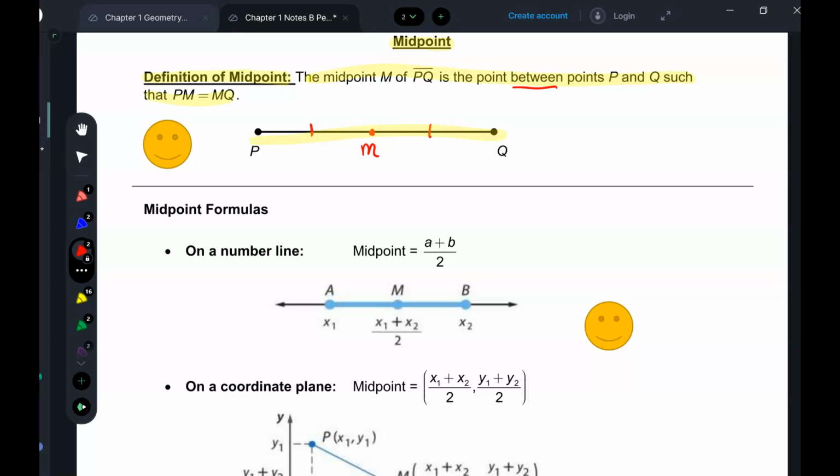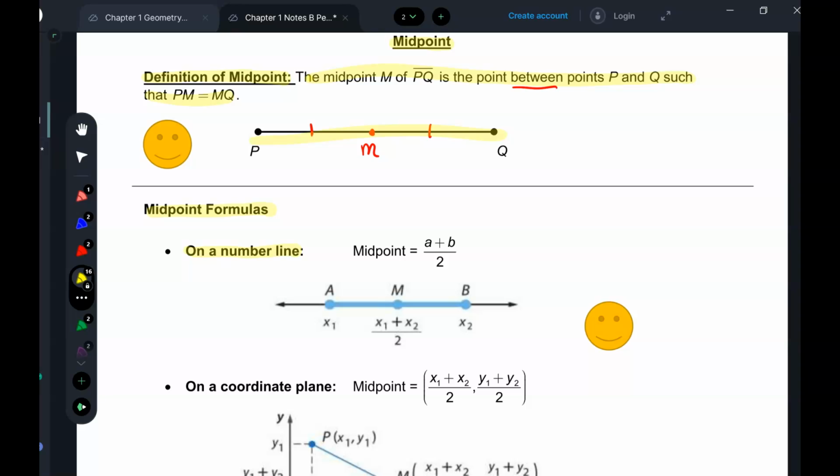It's just in between. This is a definition, and then we have the formulas. So you have 2 different formulas on a number line. When you think of something right in the middle, let's say you had 2 grades, an 80 and a 90%. What would be the middle of that? 85.